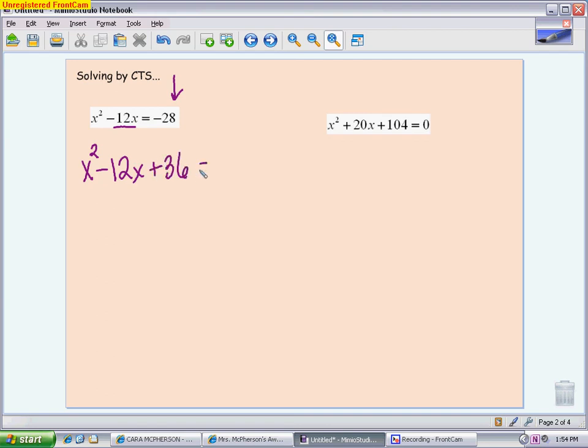Now, I cannot put a positive 36 on one side of the equation unless I also put a positive 36 on the other side, because you want to think of an equation as a balance, as a scale. Whatever you do on one side, you have to do on the other side.